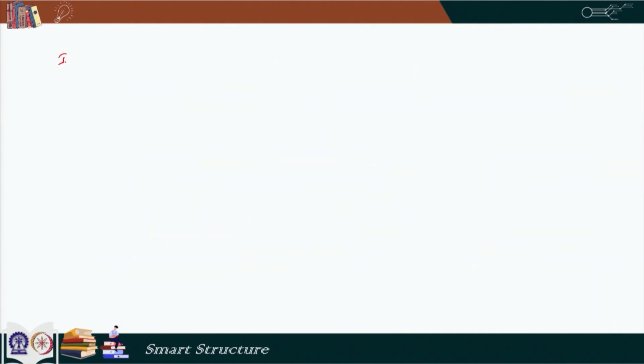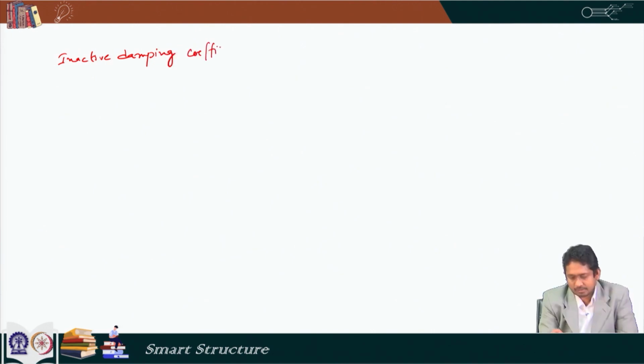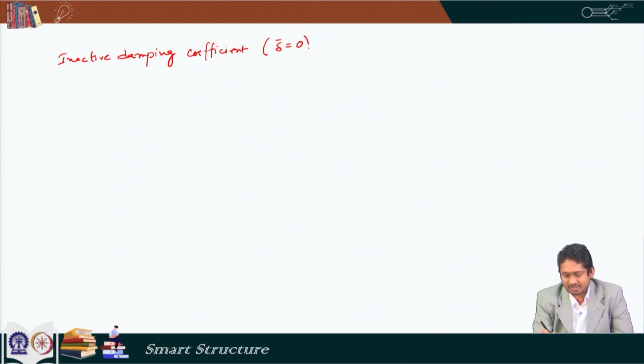If I want to compare this with the inactive damping coefficient, we should compare for the same u m, and the inactive damping coefficient can be found just by setting delta bar to 0. The inactive damping coefficient means the damping coefficient when there is no electric or magnetic field applied, which means when tau y is 0, and we know that at that time delta bar is equal to 0, because there is no concept of yielding at that time.